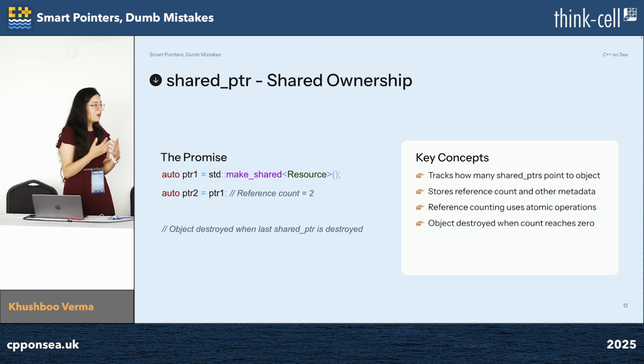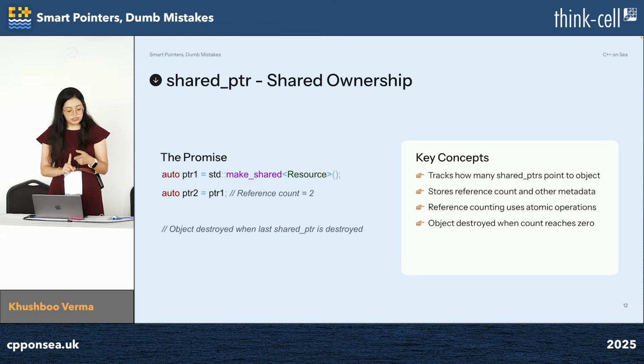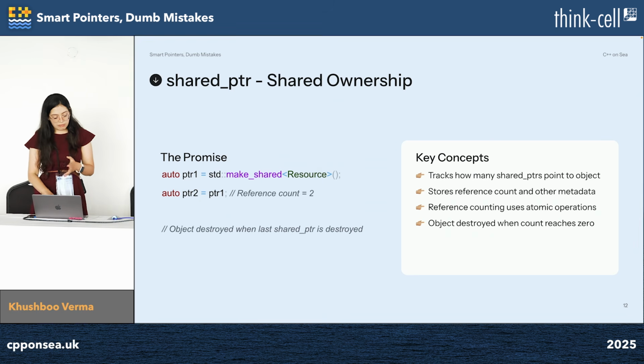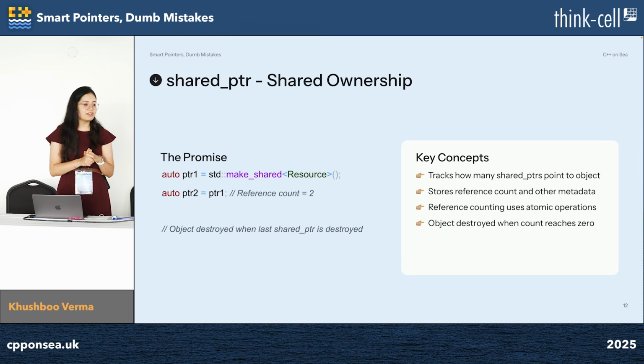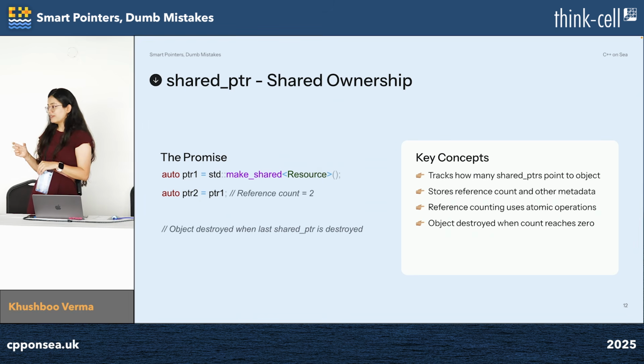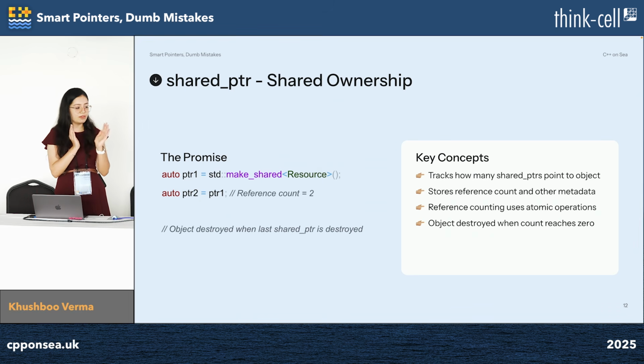So it tells me how many memory locations I am trying to access with this shared pointer. And the object is destroyed when all the shared pointer resources are destroyed. So when the last one gets destroyed, that is when the object is also destroyed. If I talk about a couple of key concepts here, it is going to track how many shared pointers are pointing to a single object, right? And it is going to store these reference counts and other metadata inside it, which is why it has a bit more overhead as compared to raw pointers, because it is keeping a count of how many pointers are referencing a particular object.